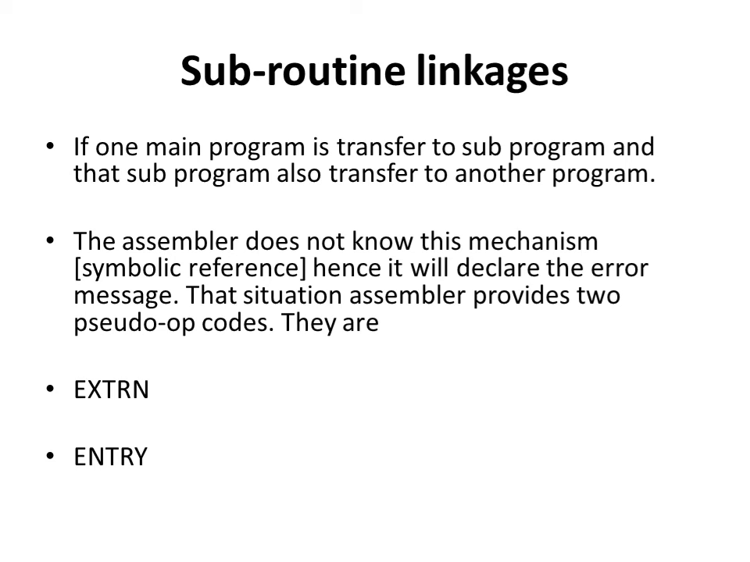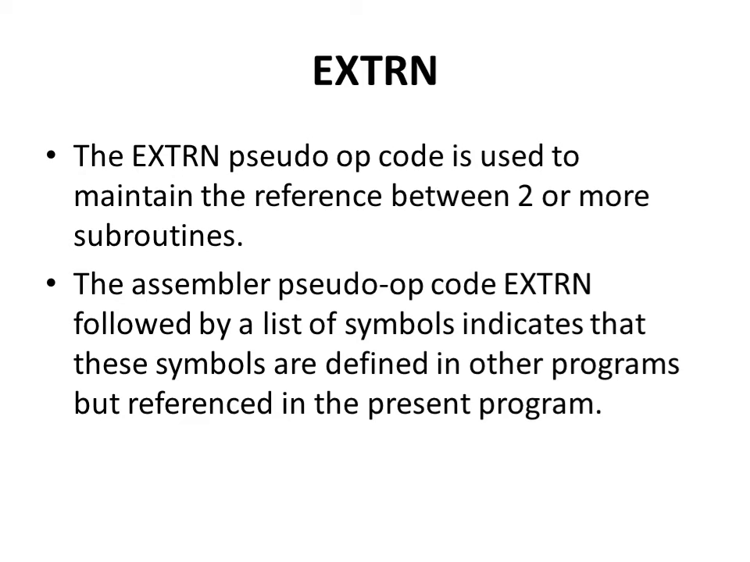In this situation, the assembler provides two pseudo ops. They are quite important: extern and entry. The extern pseudo op is used to maintain the reference between two or more subroutines. The assembler pseudo op code extern, followed by a list of symbols, indicates that these symbols are defined in other programs but referenced in the current program.